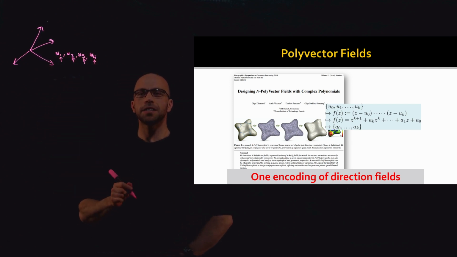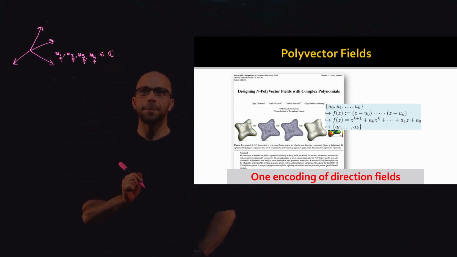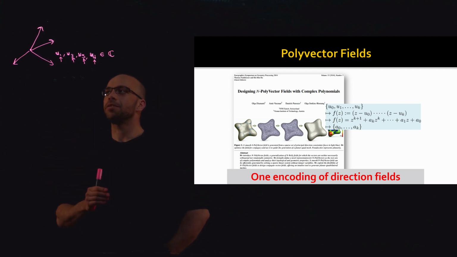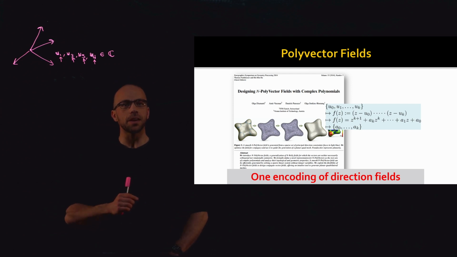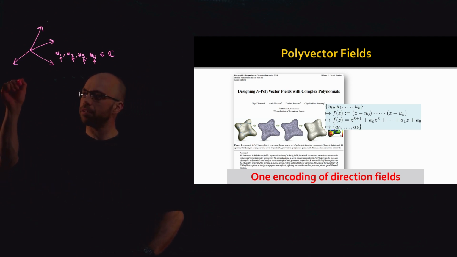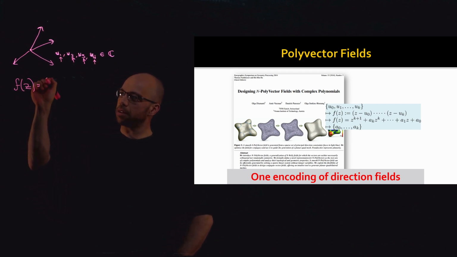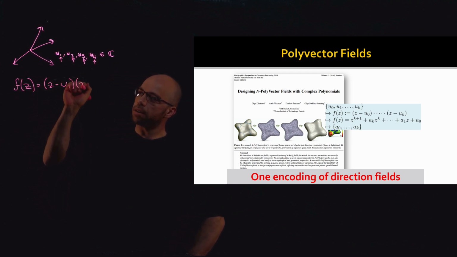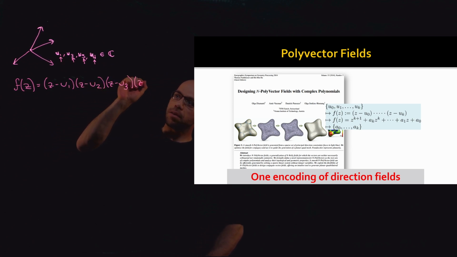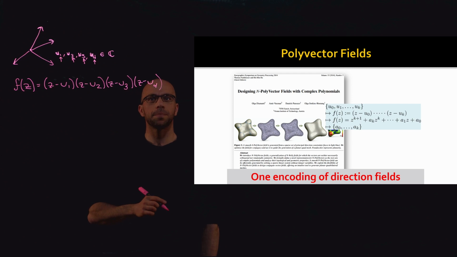So once again, because I'm in 2 dimensions, I'm going to think of these as complex numbers, like that, where essentially I'm taking one direction and identifying it with the real axis and another direction and identifying it as the complex axis. Now, one thing I can do is define a polynomial on the complex plane. I'm going to call this thing f of z, and I'm going to write f of z as follows. It's just (z minus u1)(z minus u2)(z minus u3)(z minus u4), right?